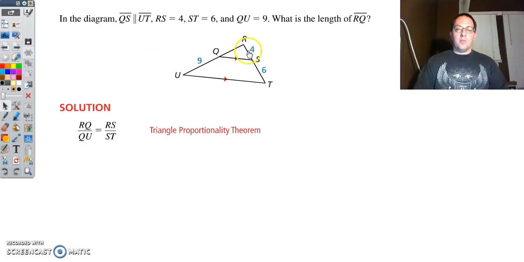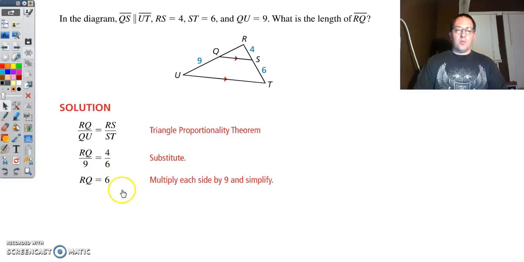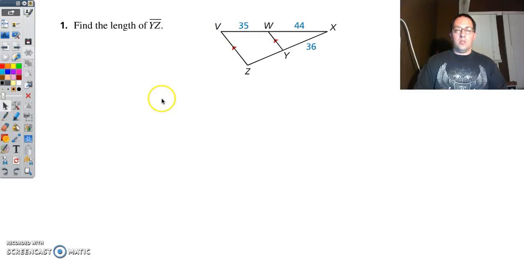We can just set it up as a proportion with these two sides here: RS and ST equal to RQ and QU. Then all we do is plug in numbers, cross multiply and divide, and we end up with RQ equals 6. That's not too bad, pretty simple stuff. So what we're going to do is this one. I want you to do this one on your own. Work it out, find the length of YZ, pause the video, and then come back.